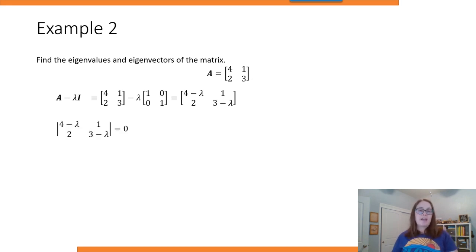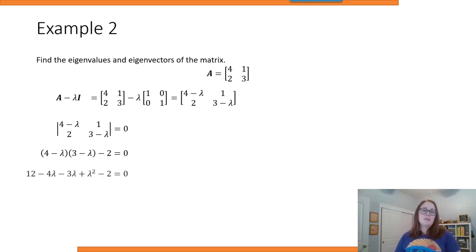Okay, so that's my A minus lambda I. I need to take the determinant of that and set it equal to 0 to get the characteristic equation. So remember, to do the determinant, I multiply down the main diagonal going down to the right minus the diagonal going up to the right. So this is going to be (4 minus lambda)(3 minus lambda) minus 2 equals 0. Okay, so there's a quadratic hidden in there. I'm going to simplify this by distributing to get rid of all the parentheses, and so I get 12 minus 4 lambda minus 3 lambda plus lambda squared minus 2 equals 0. Then I'll combine like terms, and I end up with lambda squared minus 7 lambda plus 10 equals 0.